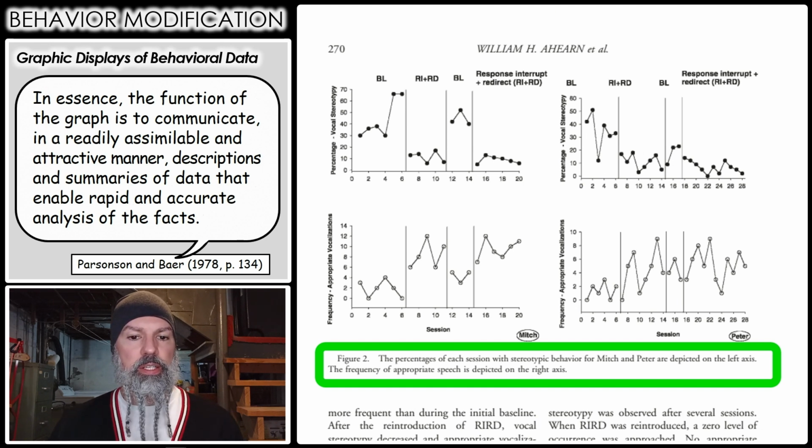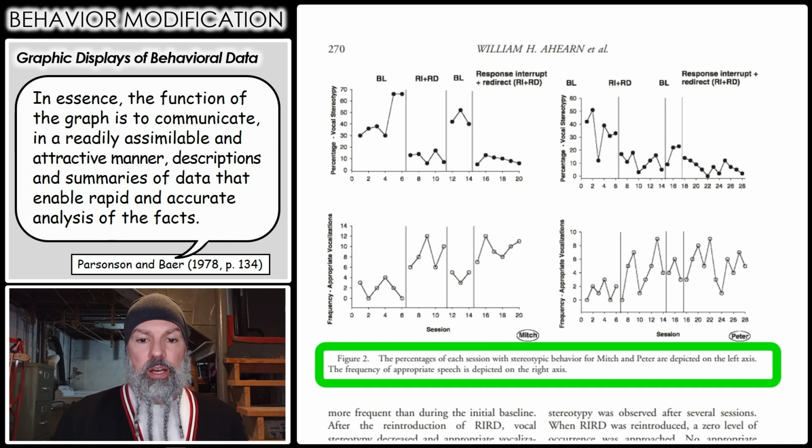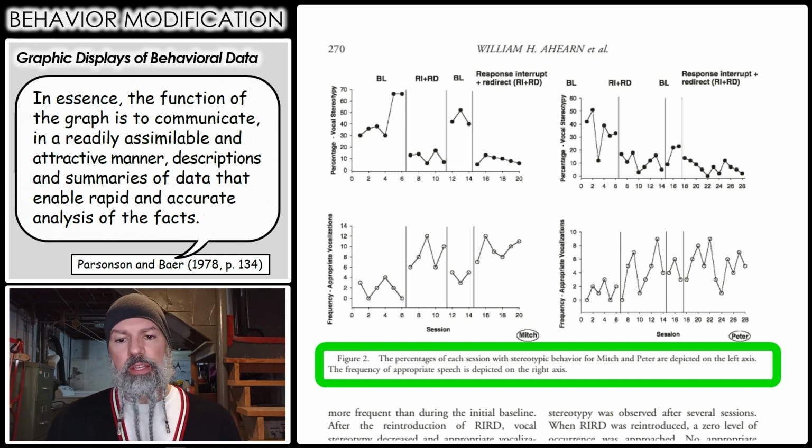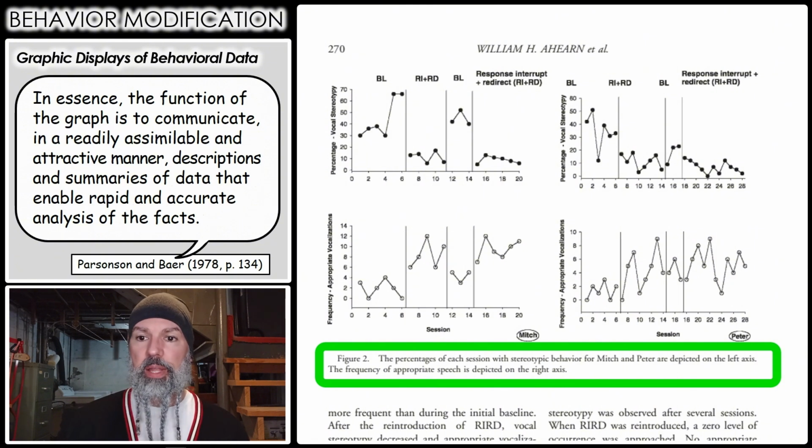So we can see here in this caption, it reads that these graphs are the percentage of each session with stereotypic behavior for Mitch and Peter. So that tells us the dependent variable, percentage of each session with stereotypic behavior. And then the frequency of appropriate speech is depicted on the right. So that's the bottom one that we did not take a look at in detail. But again, it helps you to understand what is being shown in each of these different graphical displays.